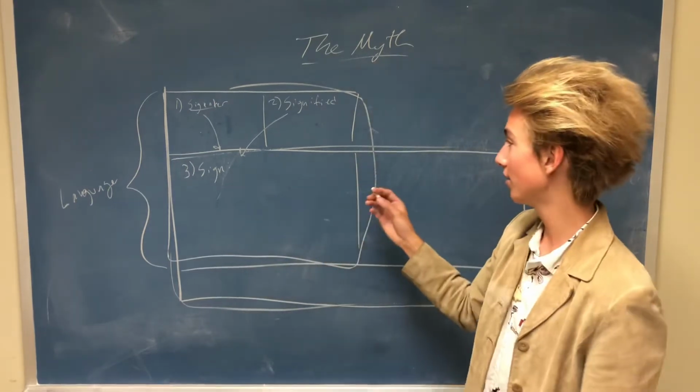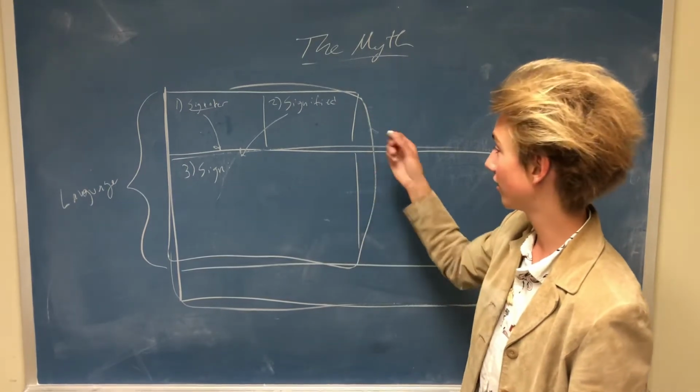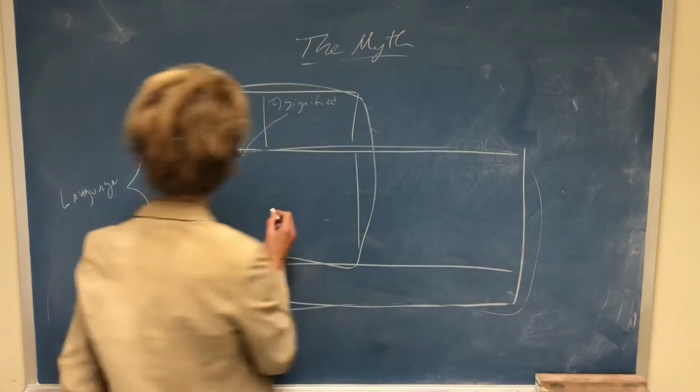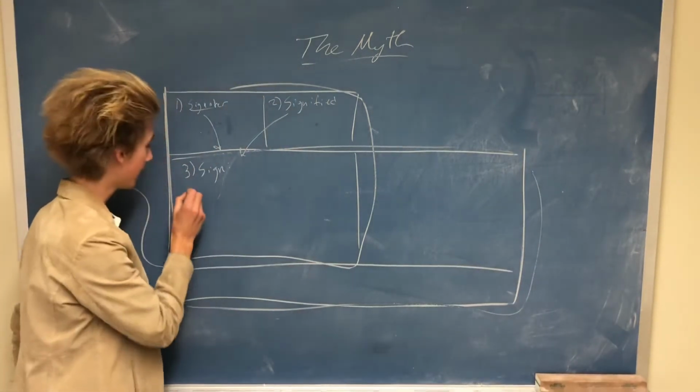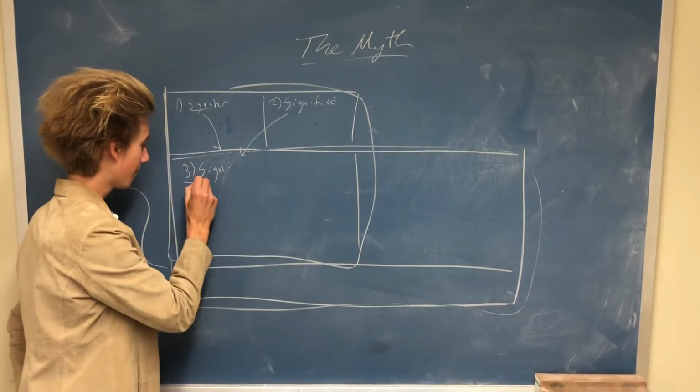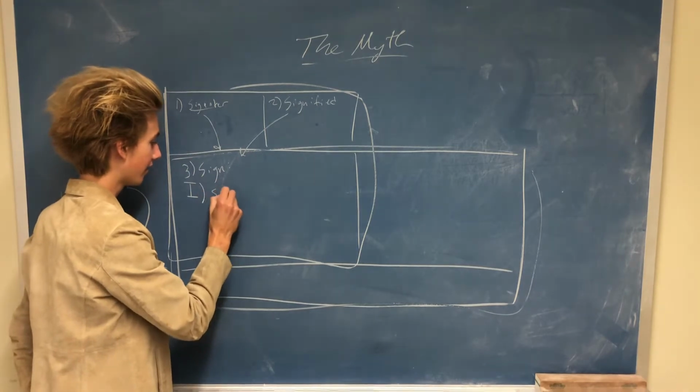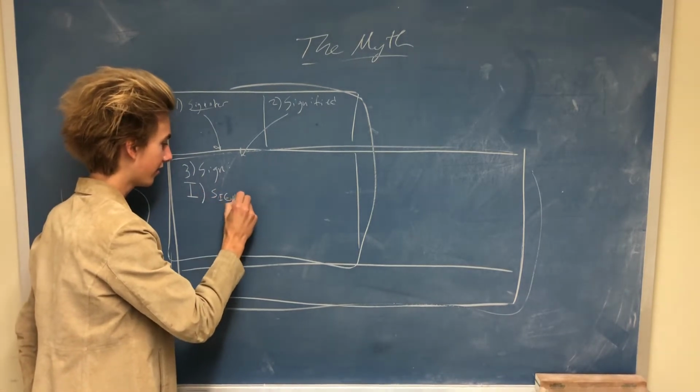Then we come to the second system. This, along with being the first sign, is also the second signifier.